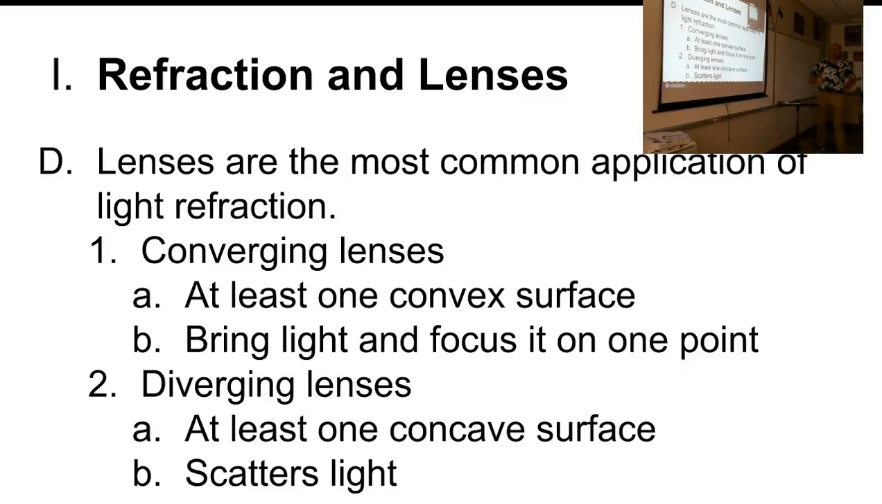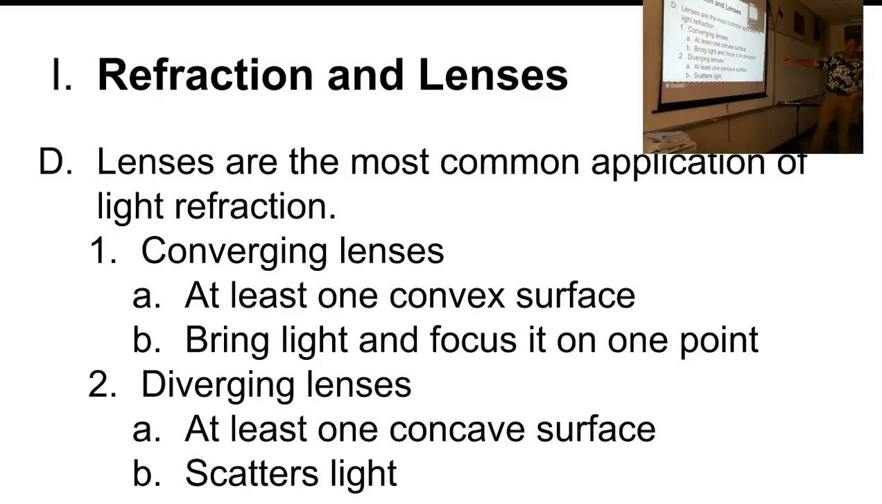Okay? Converging lenses have to have at least one convex surface. What does the word convex mean? The opposite of concave, right? What does it mean though? Concave means there's a depression, a hole, like a cave, right? Convex sticks out, something that arches and sticks out or rises. That's convex. Concave is the opposite, where it goes down.